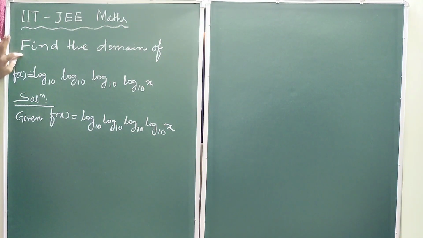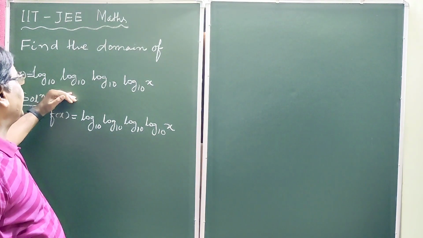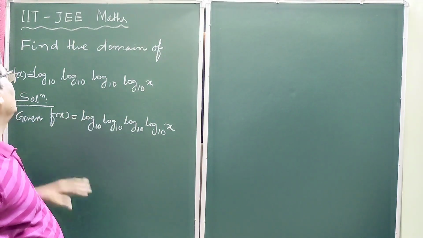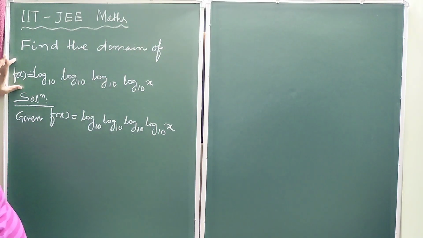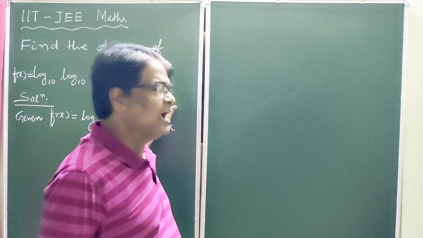Find the domain of the function f(x) = log10 of log10 of log10 of log10 of x. Here we have to find the domain. The domain of the function f of x are the values of x for which the function is defined.